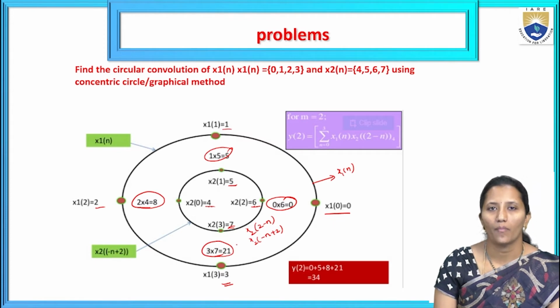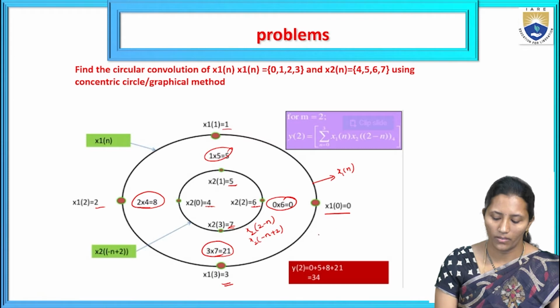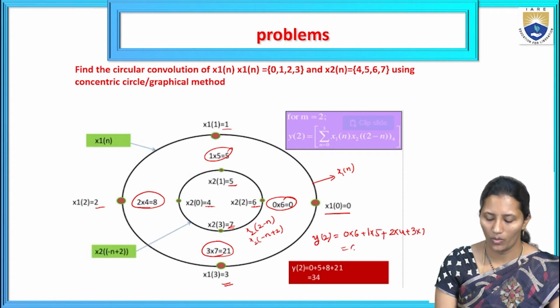The corresponding amplitudes will be multiplied and these will be added to get the y of 2. So here y of 2 is equal to 6 into 0, this product, plus 1 into 5 plus 2 into 4 plus 3 into 7, that is 0 plus 5 plus 8 plus 21, that is 34. That value we are going to get.